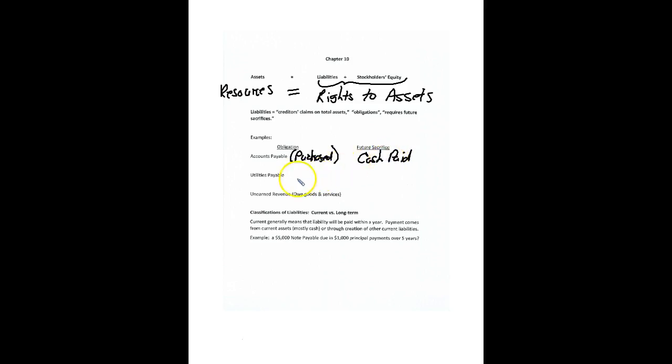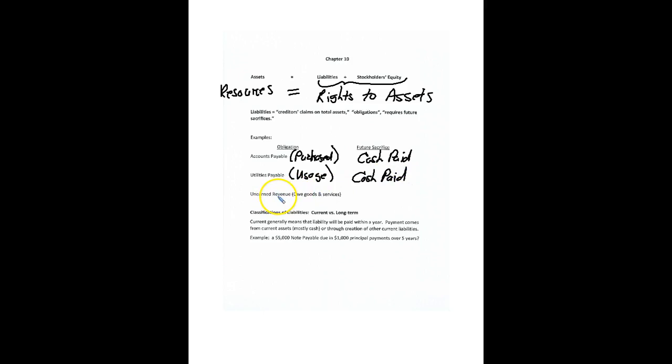We can also have liabilities, like utilities payable, that represents the usage of something. So we've used the utilities. This could be salaries payable, where we've used the salaries, but we haven't paid for it. So we have a liability because we've used something, but we haven't paid for it. And then at some time in the future, we will pay for it, and that's going to be the sacrifice, that we give up cash for it.